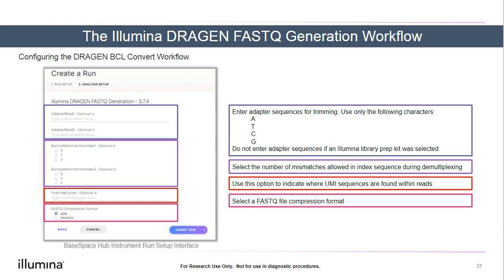This parameter can be changed, so let's touch upon configurable settings. First, we have the adapter trimming settings. If you select an Illumina adapter kit, you will not need to configure this setting. It will be on by default. However, if you use a custom kit, as shown here, then in the Create a Run section is where you would indicate the adapter sequences to trim off of the 3' end of the read. Here, you can also change the barcode mismatch setting from the default of 1 to 0 or 2.